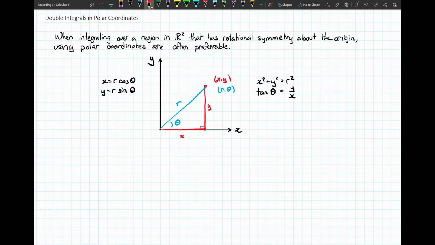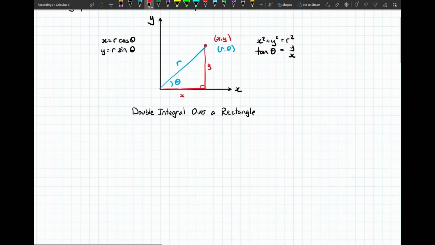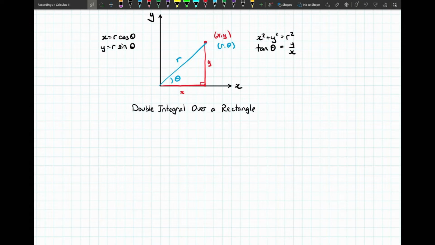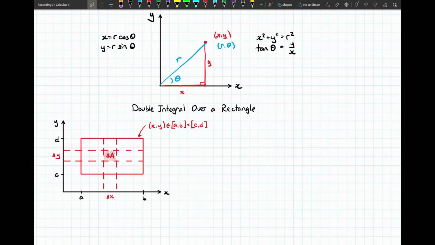Let's start off with how a double integral is evaluated over a rectangle. Now, this is a review from a previous video. Let's start off with rectangles in the xy plane. Now, a rectangle in the xy plane is essentially just an interval for x and an interval for y. Let's say that x ranges from a to b and y ranges from c to d. This rectangle could be represented as [a, b] cross [c, d].